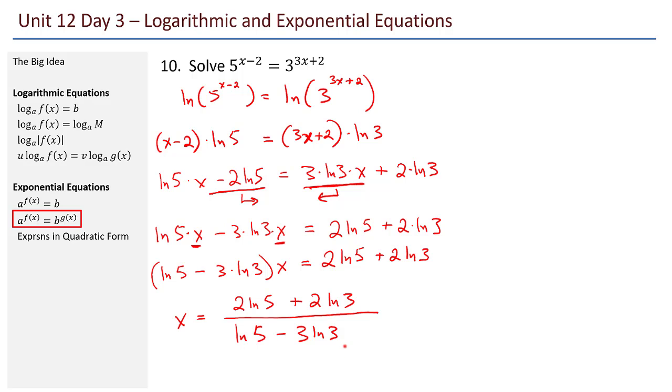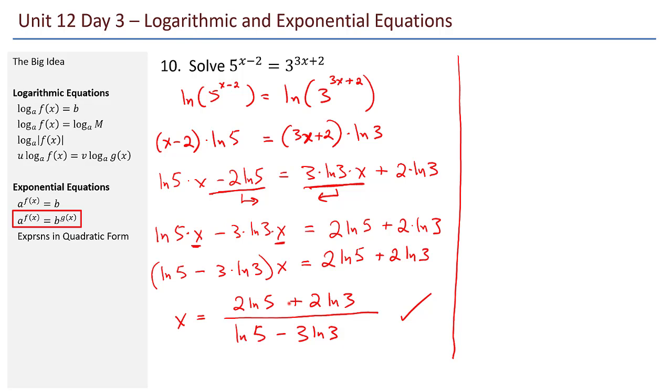Now at this point we really are done. We've solved the problem for x. But what often happens in log problems is that there are equivalent ways of expressing the answer. For example, look at this top, the numerator of the fraction.